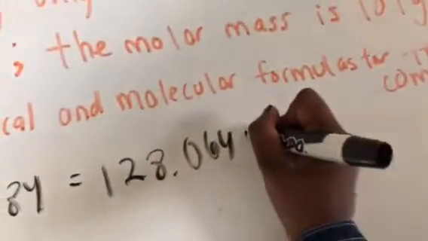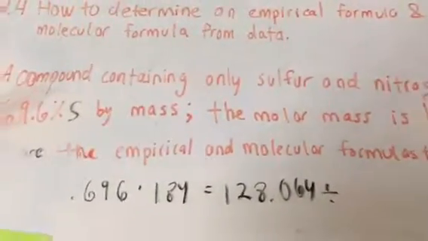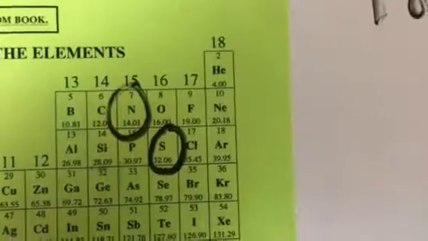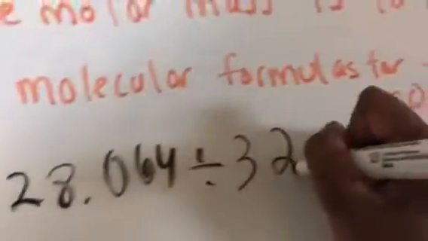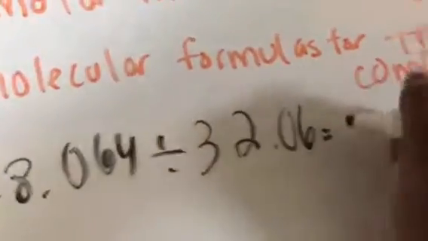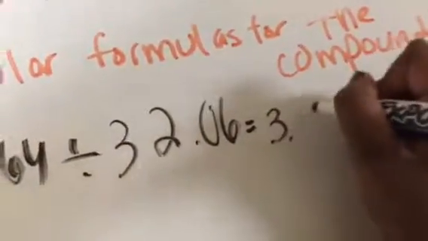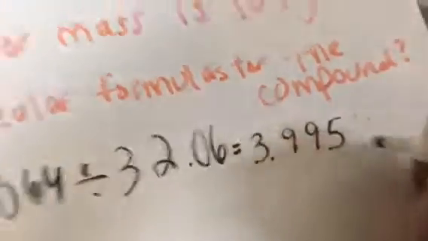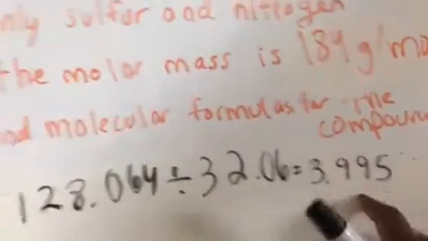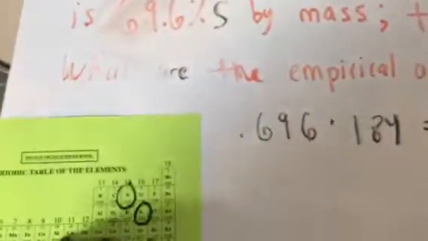And we have to divide that by the molar mass of the element that we're using, which is sulfur. So as I circled on the periodic table, the molar mass of sulfur is 32.06. And we'll get an answer of about 3.995. Okay, let's come back to that. Let's do nitrogen right now.